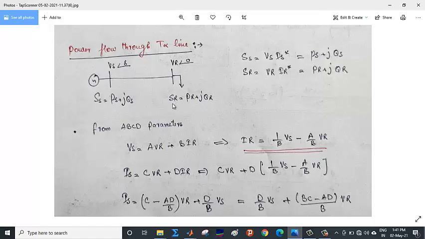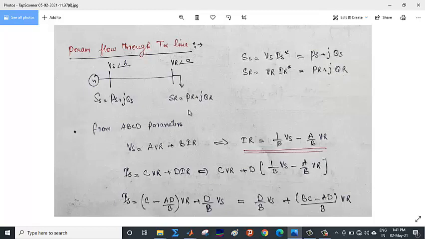So the receiving end is getting the receiving end complex power, which is equal to PR plus jQR, where PR is the receiving end real power and QR is the receiving end reactive power. Similarly, SS is the sending end complex power, PS is the sending end real power, and QS is the sending end reactive power. In terms of voltages and currents, SS, the complex power at the sending end, will be given as Vs into Is star, which is equal to PS plus jQS. And SR will be equal to VR into IR star, which is equal to PR plus jQR.